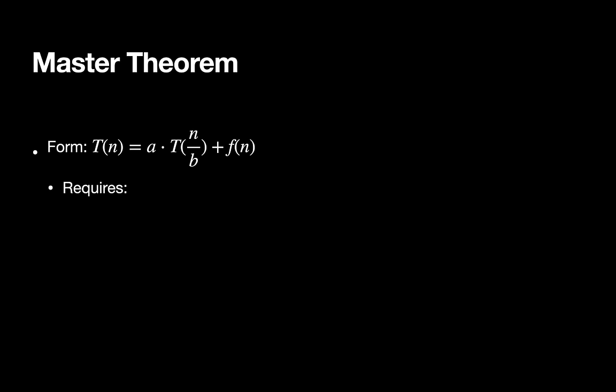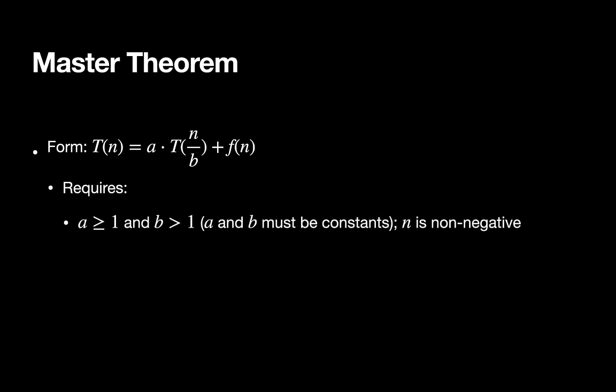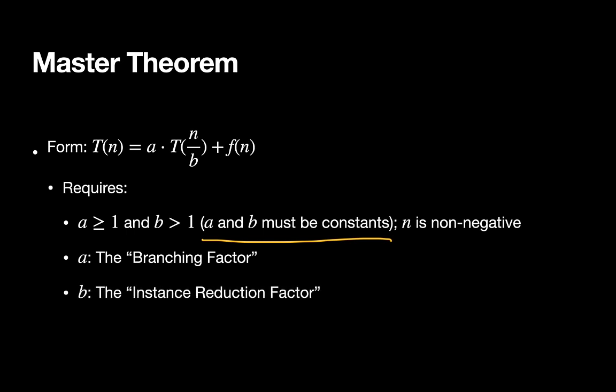It requires that a be greater than or equal to 1, b be greater than 1, and a and b must both be constants. We can't take that for granted. And n should be non-negative. We normally think of n as the amount of data we're processing, and negative data doesn't exactly make sense. I'm going to refer to these parameters with the terms branching factor for a and instance reduction factor for b. I'll elaborate on those two terms in just a minute.